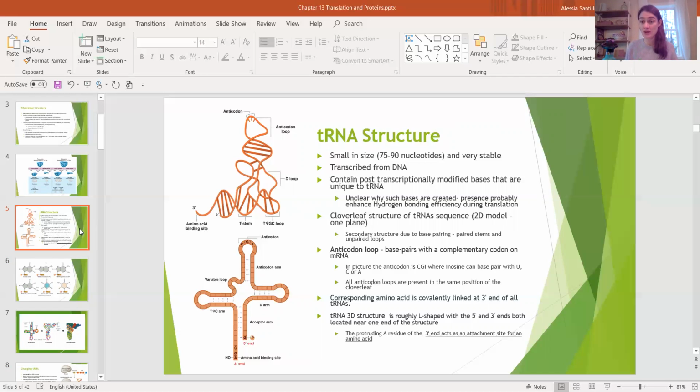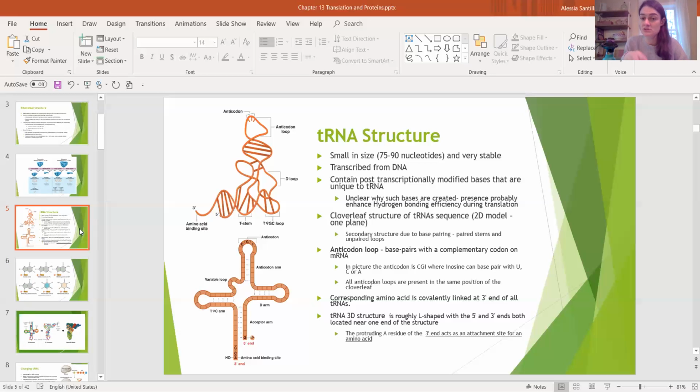You guys remember the wobble hypothesis? How the third ribonucleotide in a codon doesn't necessarily have to bind perfectly to the complementary anticodon ribonucleotide. And inosine is one of them, right? Since it can bind to so many different ribonucleotides, it basically adds on to that wobble hypothesis.